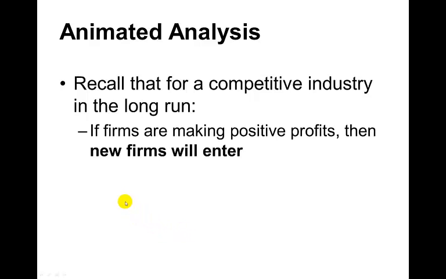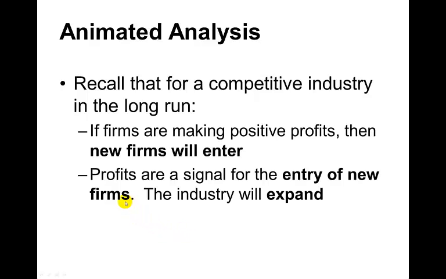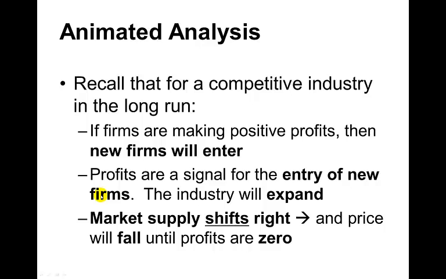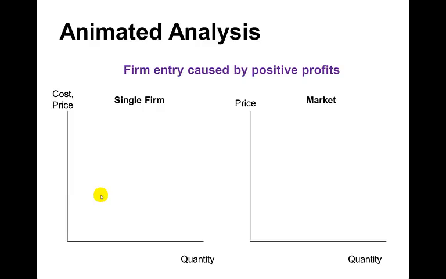Okay, so why do profits get driven to zero? Well, if firms are making positive economic profits in the short run, then new firms are going to enter. Profits are a signal that your resources are better used in this industry. So what's that going to do? That's going to shift the market supply curve to the right. The price is going to fall until profits are zero. So we've got this great animation of what's going on here.